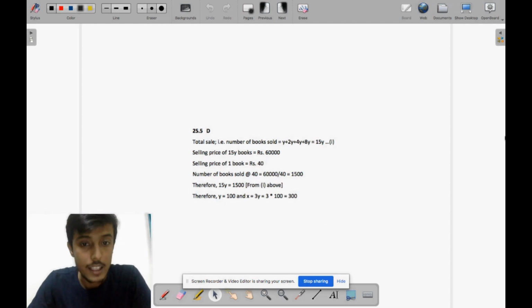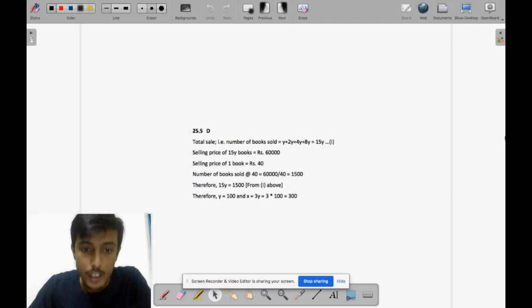Here the total sale again stays at 15y, as you can see. And it's given the selling price of 15y books is 60,000 rupees. Now these 60,000 rupees is what? The selling price of the total number of books that were sold. And in the same question, it's given that each book selling price was how much? It was 40 rupees. So from there we can get how many books were sold, which will be equal to what? The total selling price divided by selling price of one book.